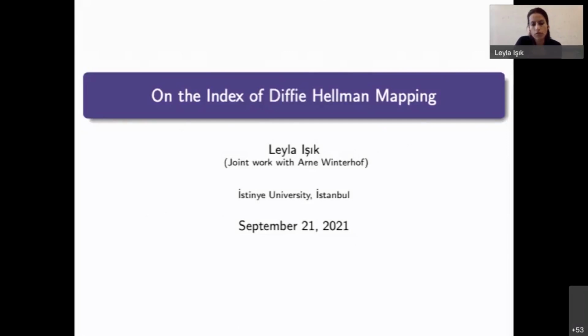I'm going to talk about the index of Diffie-Hellman mapping, which is based on a joint work with Arne Winterhoff. First, I'm planning to talk about the index, what index of a mapping means, and what we mean by Diffie-Hellman mapping.